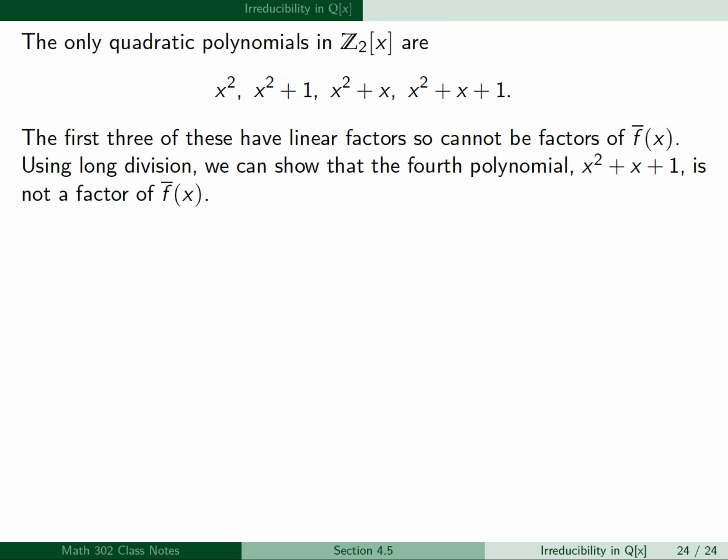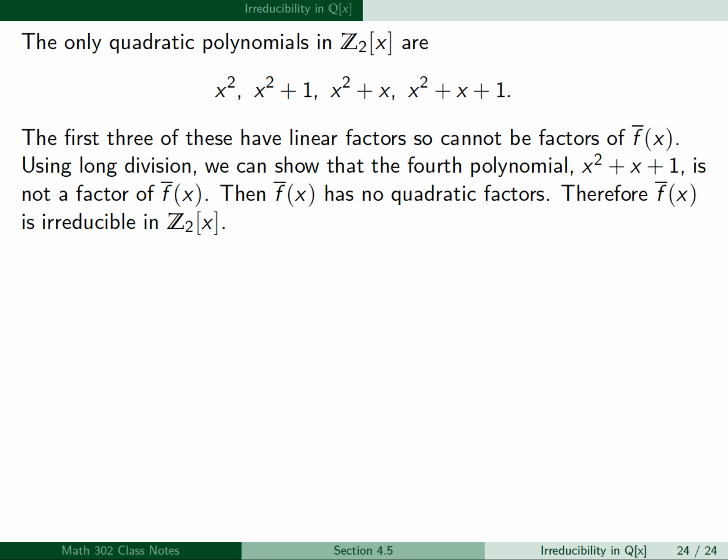So the only possible quadratic factor will be the fourth one, x^2 plus x plus 1, and using long division we can show that this polynomial is not a factor of f bar of x. And therefore f bar of x has no quadratic factors. And this tells us that f bar of x must be irreducible in Z_2[x], and by the theorem we can conclude that f of x is irreducible in Q[x].